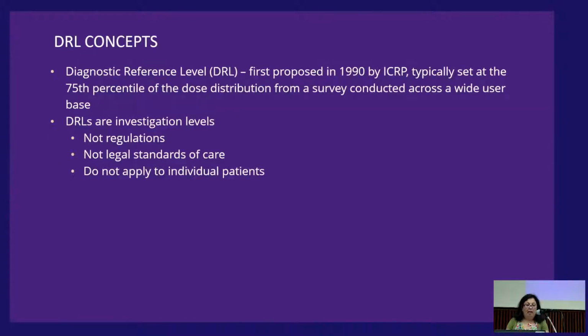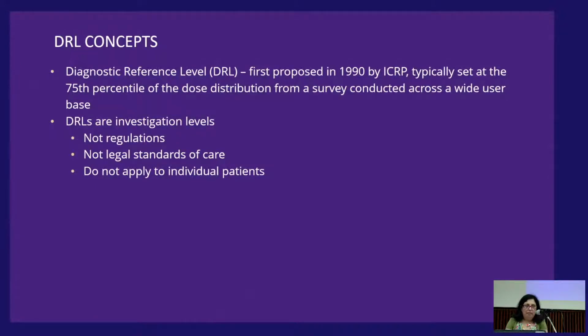So again, to remind everyone, diagnostic reference levels were first proposed in 1990 by the ICRP, International Council on Radiation Protection, and they're typically set at the 75th percentile of a dose distribution from a survey conducted across a wide user base. So, you know, ACR, for example, is getting data from a wide user base, right? Academic, community, rural, and you're using a lot of data to establish the 75th percentile.